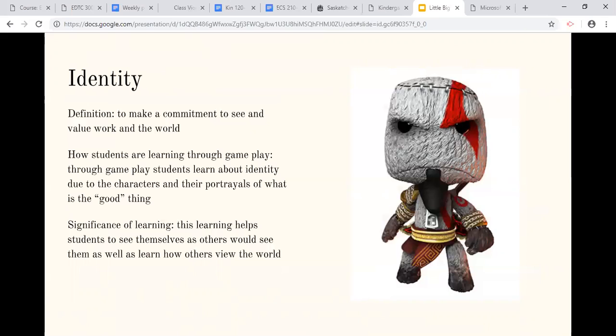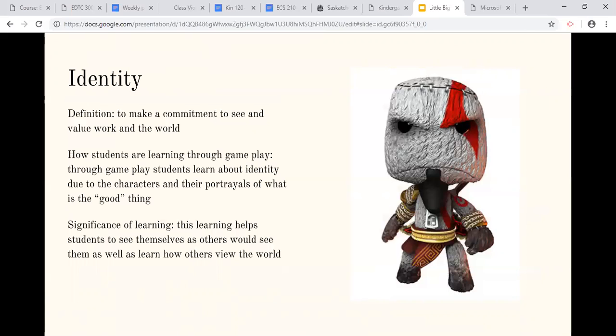So you become the character. You feel like you are the character. So therefore, these decisions are impacting you, and you're learning a new skill set and way to think. So how students are learning through gameplay.